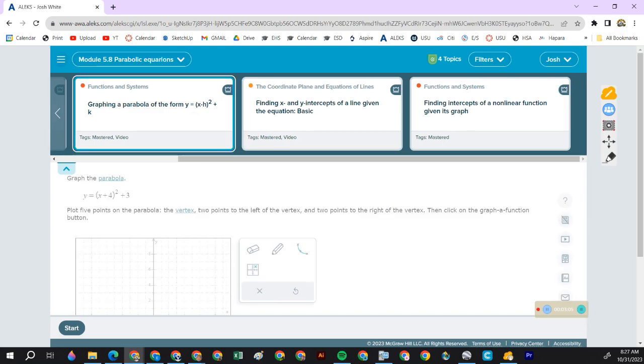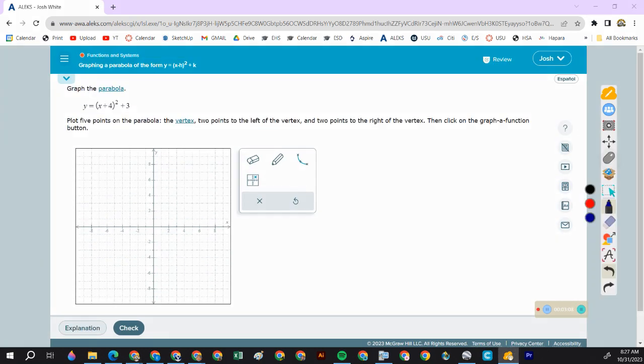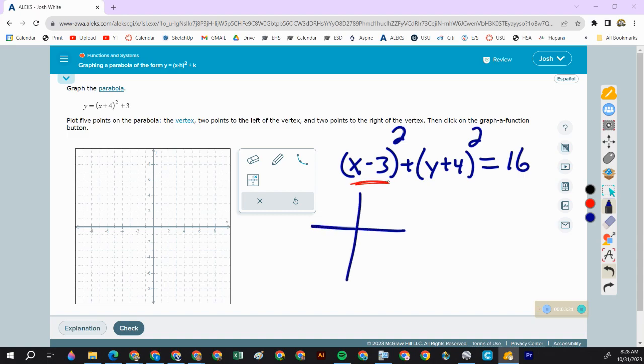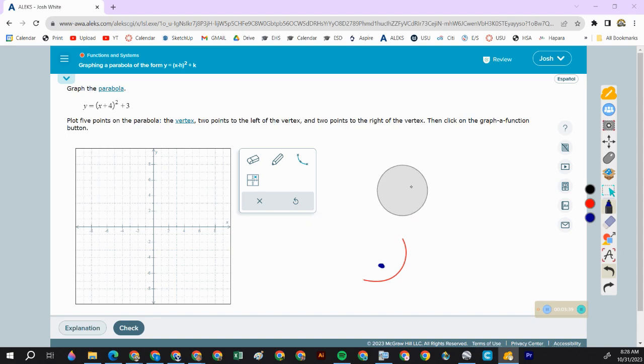All right. Yesterday we graphed circles. We had (x - 3)^2 + (y + 4)^2 = 16. And that circle was right 3, down 4, and then it had a radius of 4. Something like this, well, that wasn't a very good circle. Okay. When you graph a parabola, you sort of use the same rules.